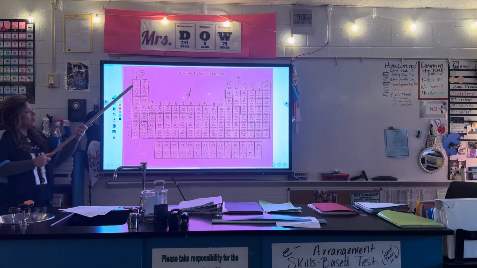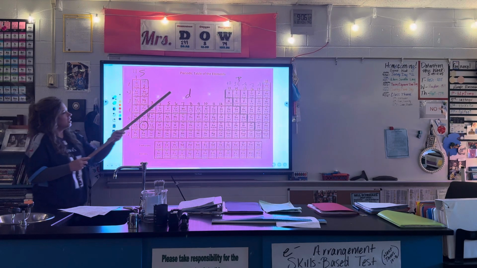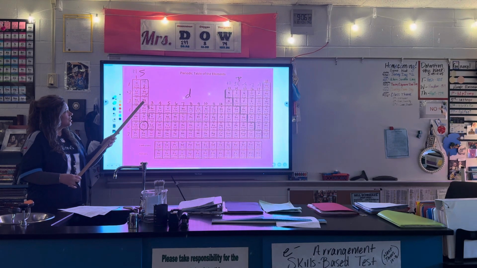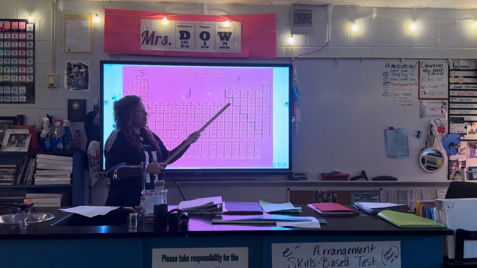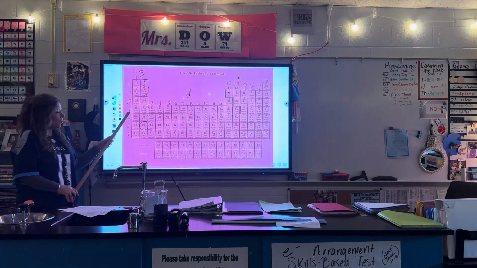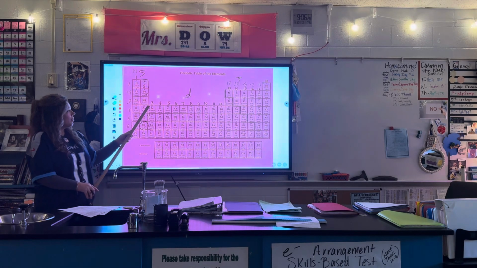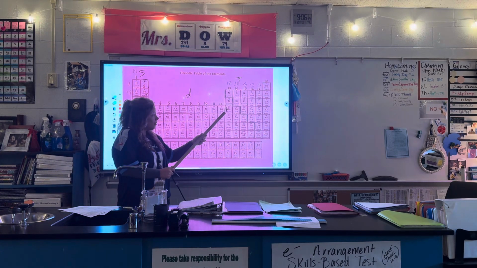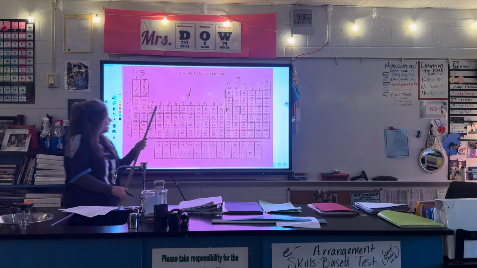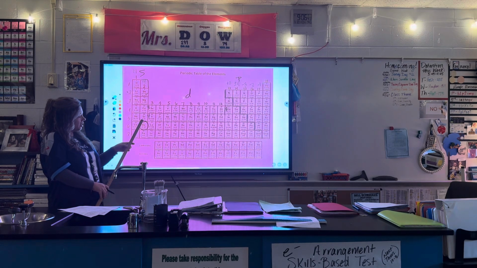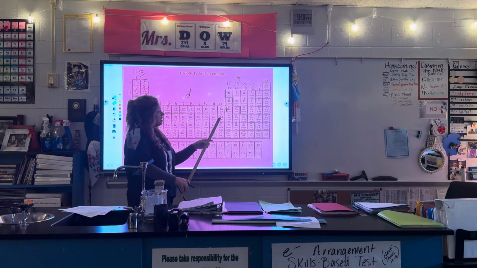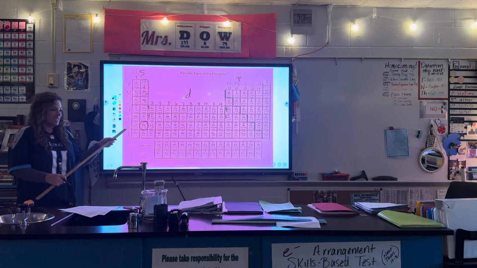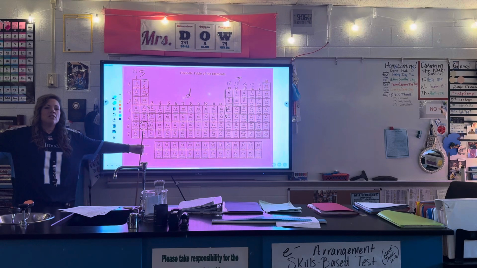1s squared, 2s squared, 2p6, 3s squared, 3p6, 4s squared, 3d to the 10th, there's 10 here, all right, then 4p to the 6, 5s squared, 4d to the 10th, 5p to the 6, and then 6s squared. And that's the farthest you would ever have to go.